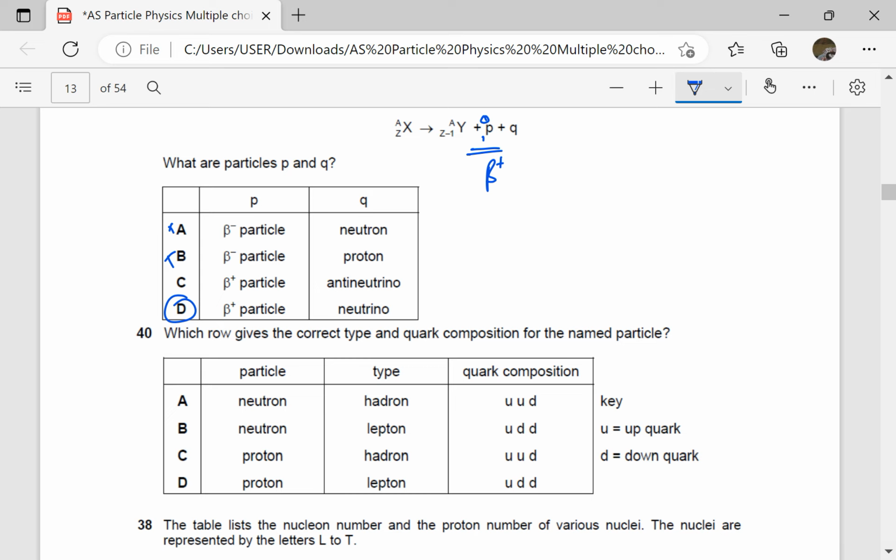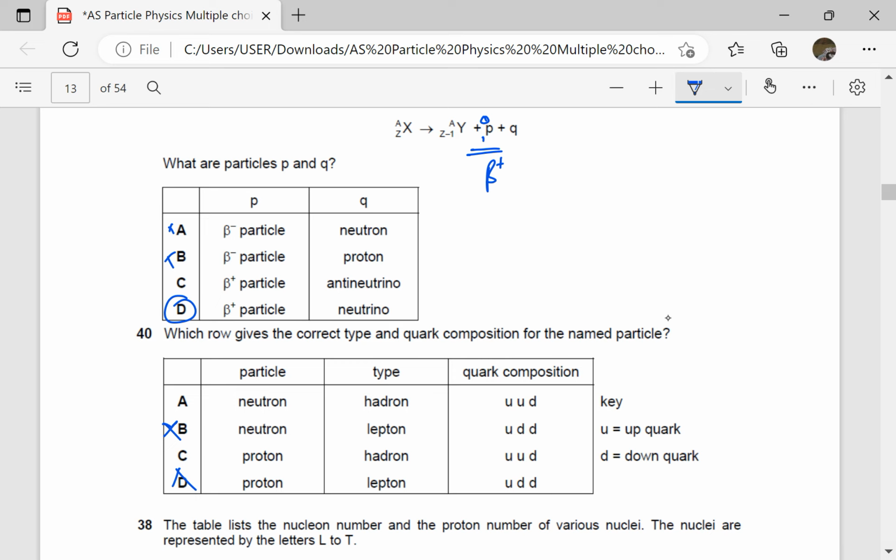Which row gives the correct type and quark composition of the named particle? Particle neutron, it is a hadron, which is true. Particle neutron is a lepton, that is not true. Particle proton is a hadron, that is true. Particle proton is a lepton, not true. So we remain with A and C. A proton cannot be a lepton, a neutron cannot be a lepton.